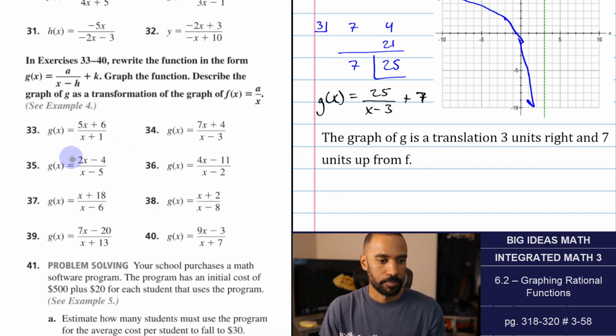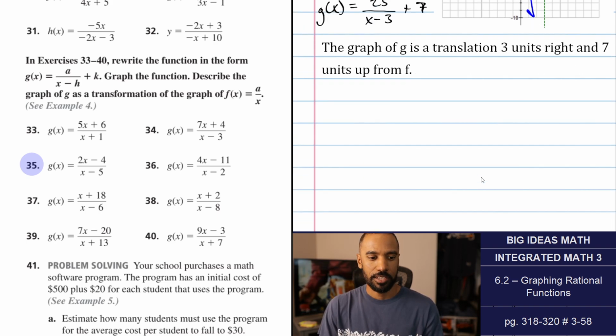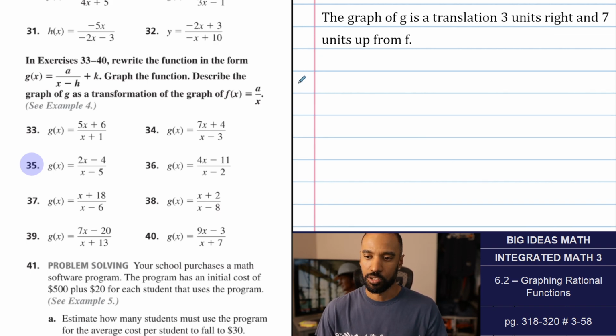Number 35. G of x equals 2. How long have we gone? Almost 2 hours. G of x equals 2x minus 4 over x minus 5.